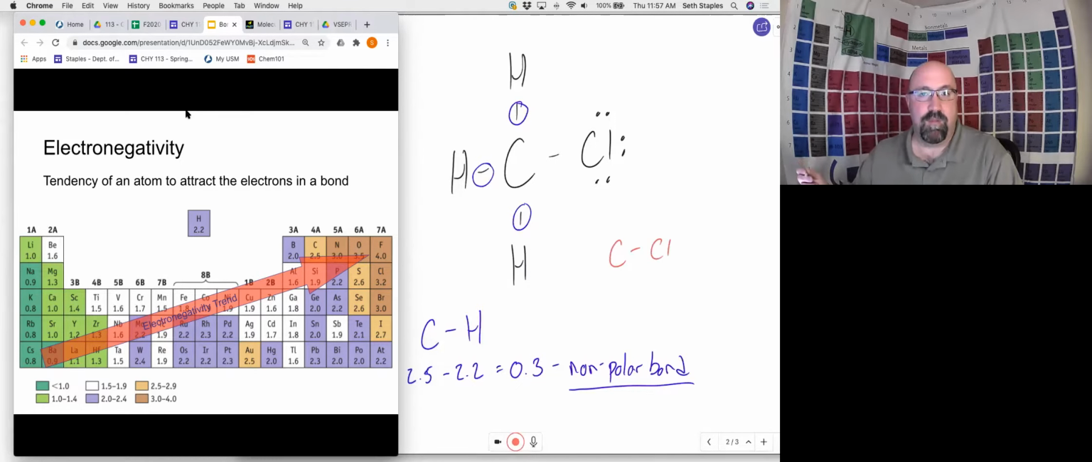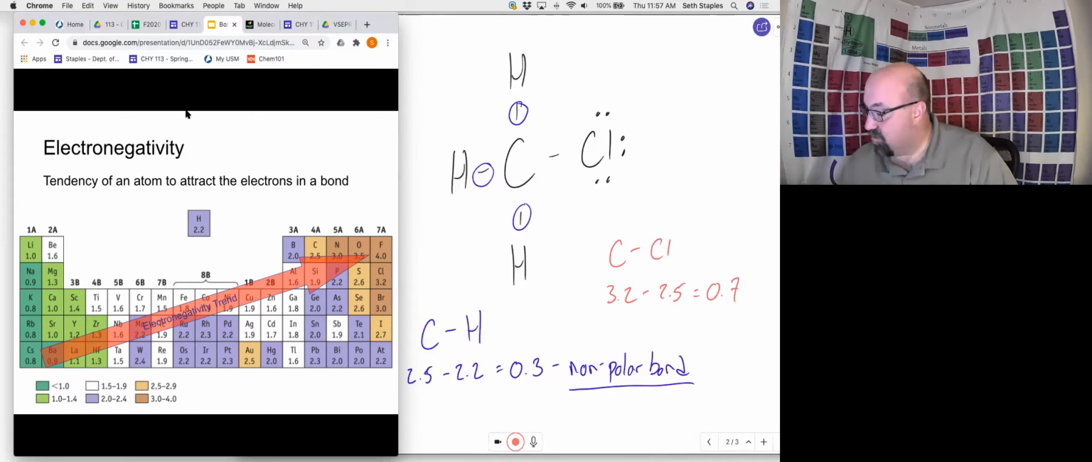C-Cl bond. Chlorine, with its electronegativity of 3.2, and carbon with its electronegativity of 2.5, now we have an electronegativity difference of 0.7. An electronegativity difference that's 0.5 and above indicates to us that this absolutely is what we call a polar bond. And so we have a polar bond in this molecule between carbon and chlorine.